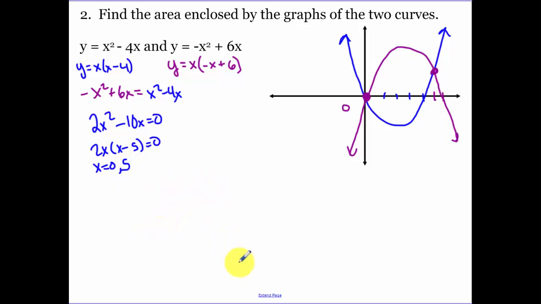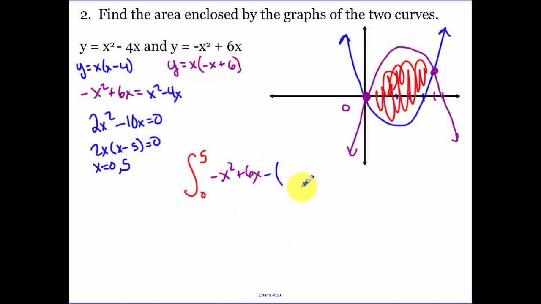So we're going to take our integral from 0 to 5, and we're finding this area. Luckily, one function's always above the other one. Our purple function, negative x squared plus 6x, and then I have to remember to subtract the other one, which is x squared minus 4x, dx.